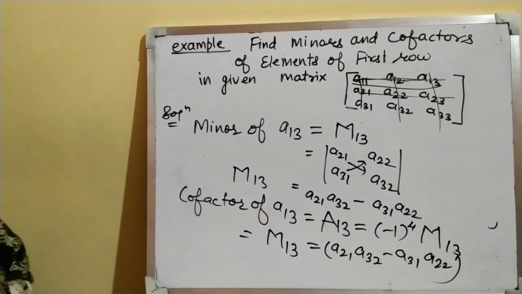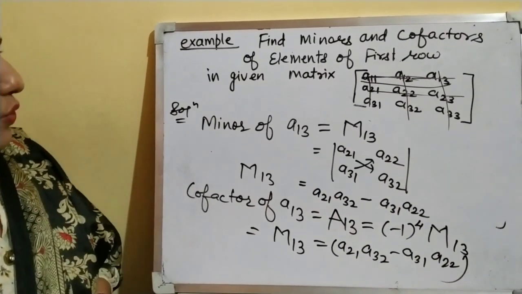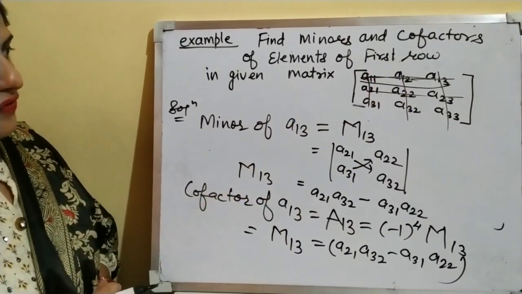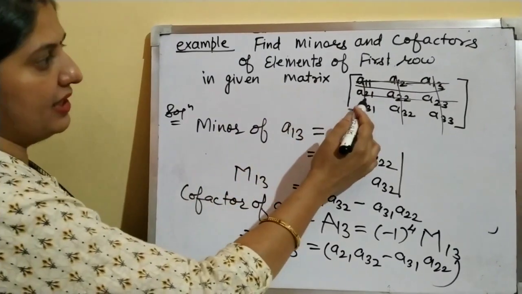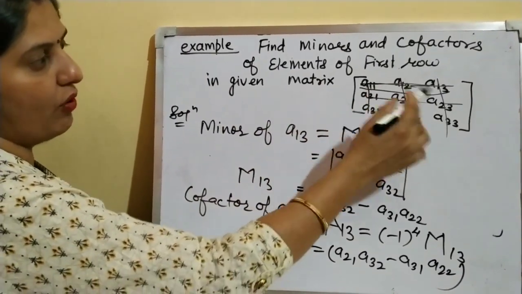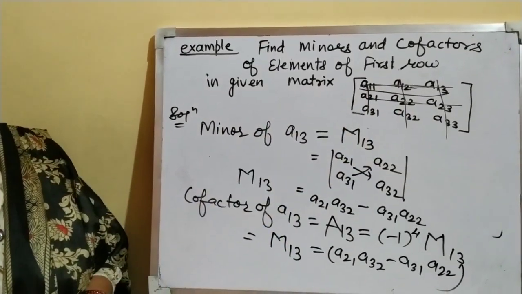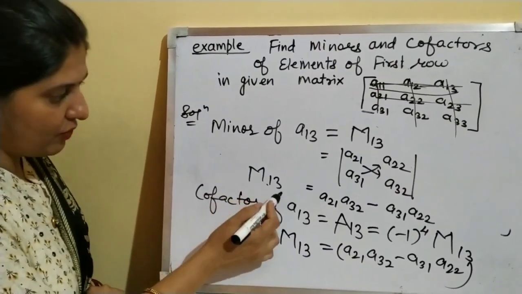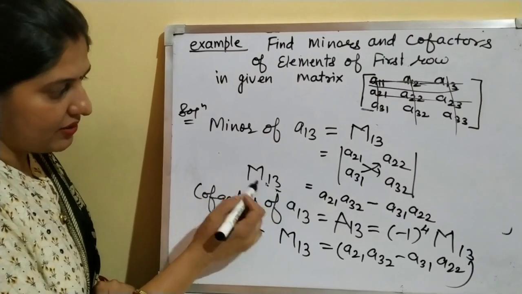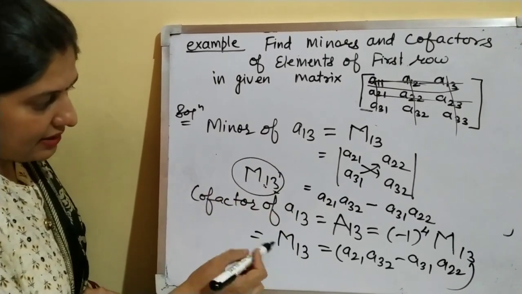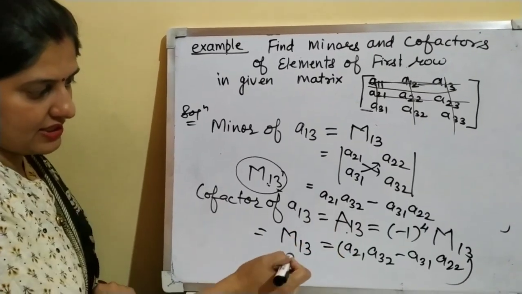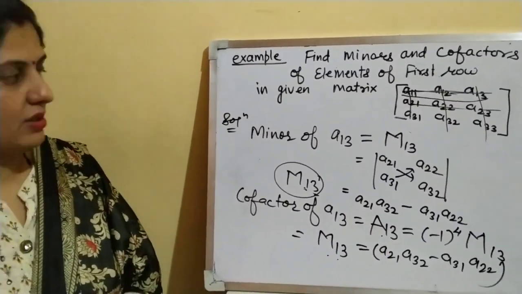In this way, you can calculate the minors and cofactors of the elements of the first row. You can also find out the minors and cofactors of all other elements. You can see here also, if the sum of the suffix is even, then the answer of the minor and the answer of the cofactor are the same. A13 is equal to M13.